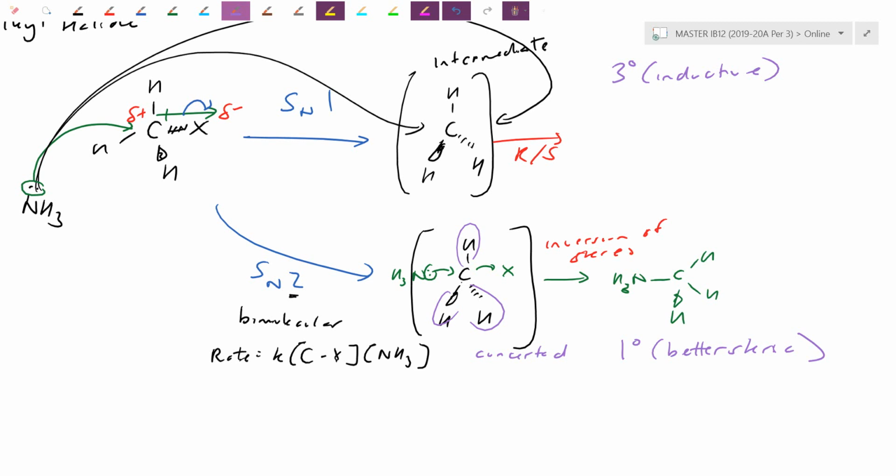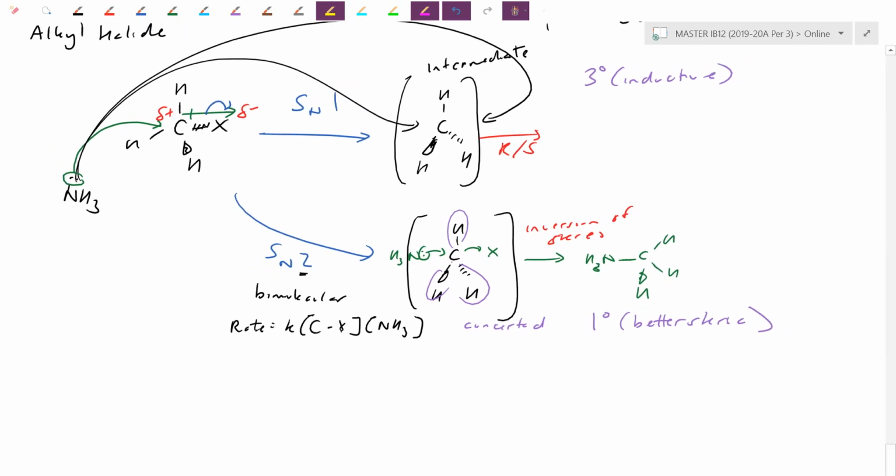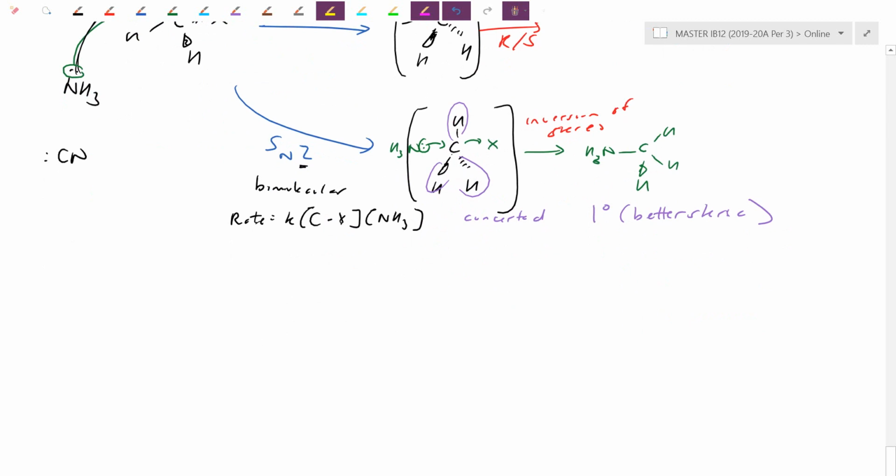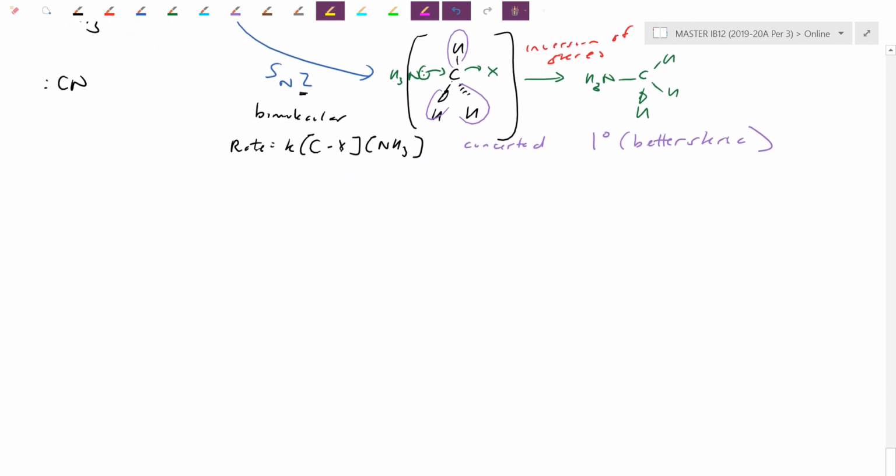Okay, so that's how we actually make an amine. We can actually add a CN group, a cyano group, in exactly the same way to form a nitrile. And then we actually had some condensation reactions. Fortunately, in the new curriculum, we don't need to know it in too much detail.